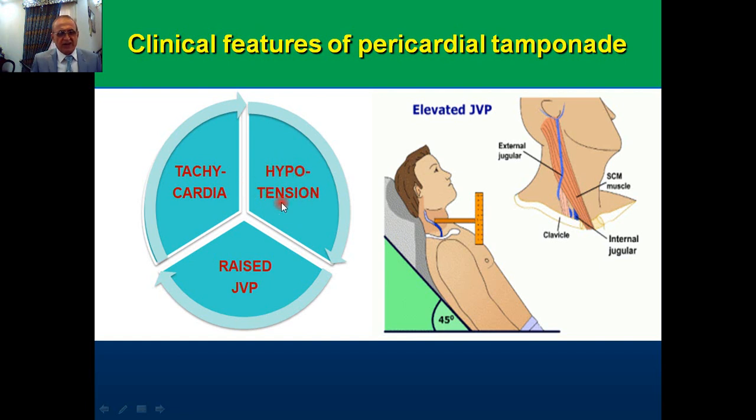Whenever you have a hypotensive patient with tachycardia, immediately look at the JVP. If the JVP is low or absent, then this is fluid loss or volume loss. If the JVP is raised, then the first differential diagnosis will be cardiac tamponade. Of course, there are other causes like right ventricular failure, etc.